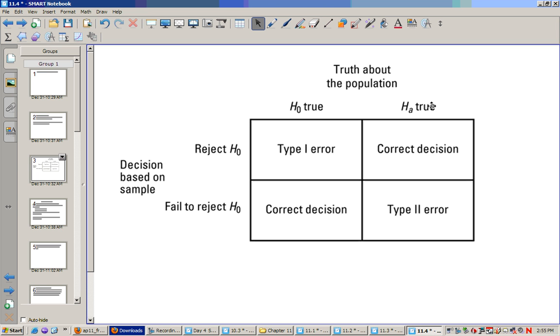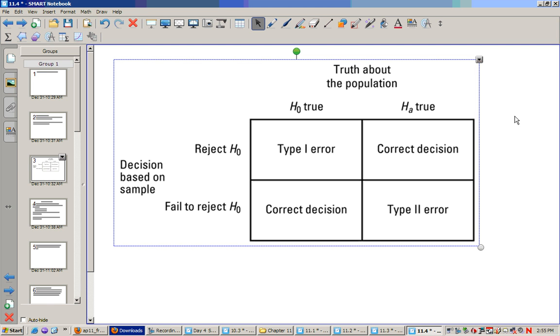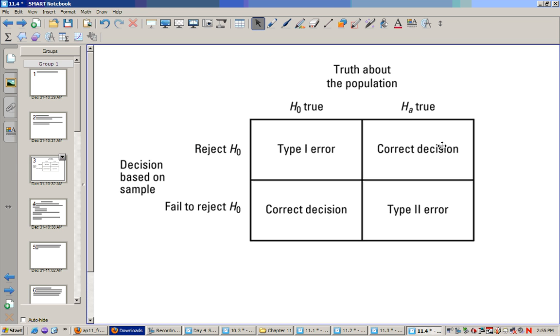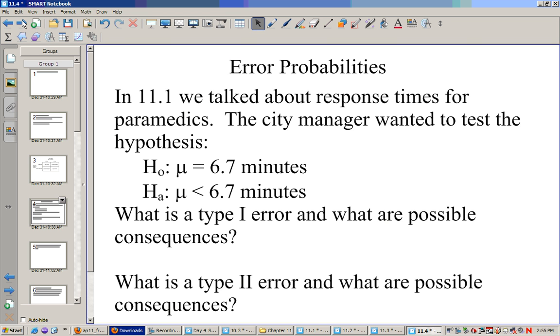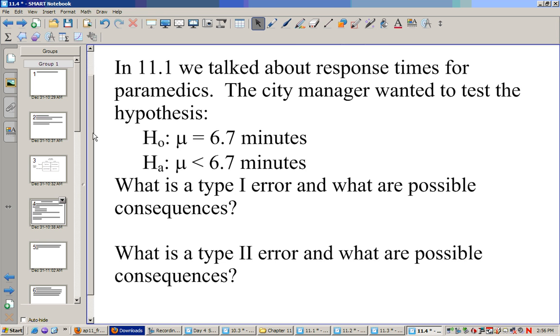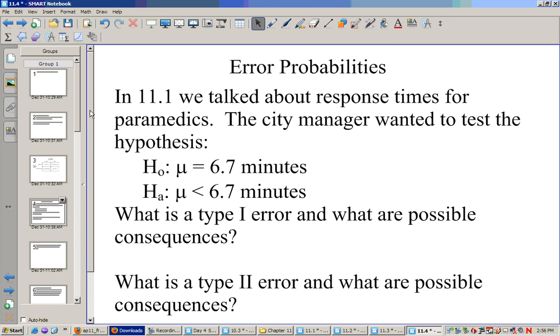If the alternative hypothesis is actually true and we rejected the null, we made a good decision. But if it's true and we failed to reject the null, we call that a type 2 error. This is a little bit difficult to understand, but hopefully as we walk through this, you'll understand it.